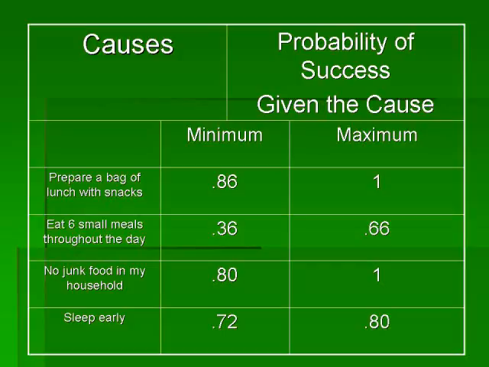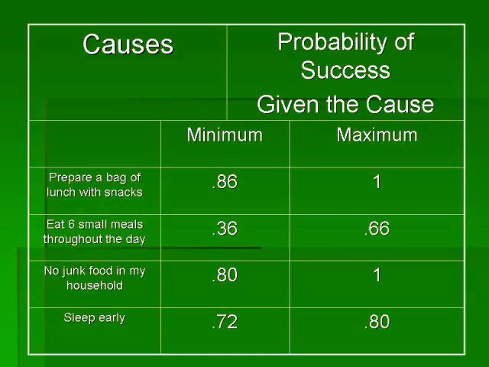On this slide, I analyzed my data. I analyzed the probability of success given the cause. The first cause, prepare a bag of lunch with snacks. The minimum is 0.86 and the maximum is 1. Eat 6 small meals throughout the day. The minimum is 0.36 and the maximum is 0.66.